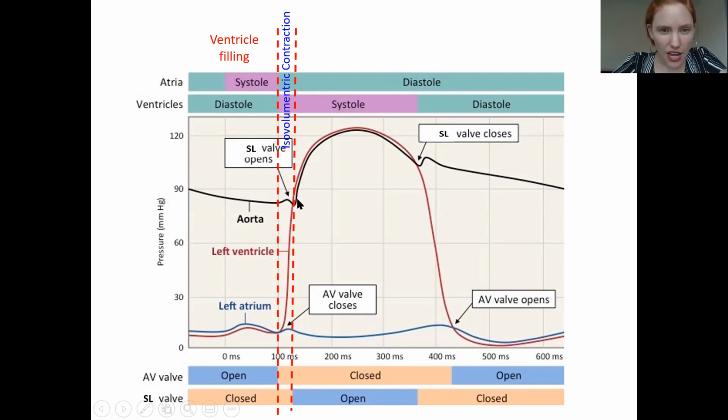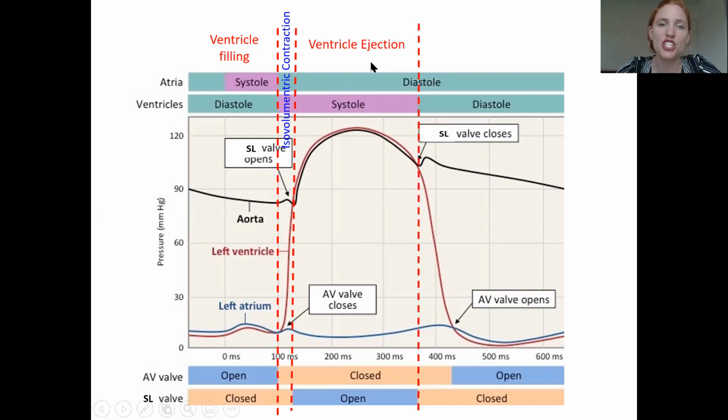Okay, now let's bring us to this point right here. At this point, the pressure in the ventricles is now the greatest pressure. It is now greater than the pressure in the arteries, and that causes the semilunar valves to open, and as they open, that allows the blood to flow from the ventricles up into the arteries. If the blood is going out of the ventricles into the arteries, that is called ventricular ejection. It's ejecting it out into the arteries.